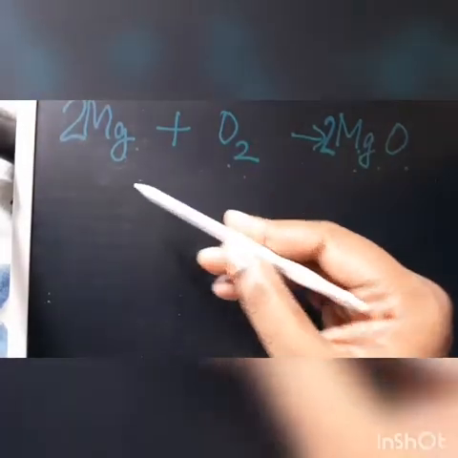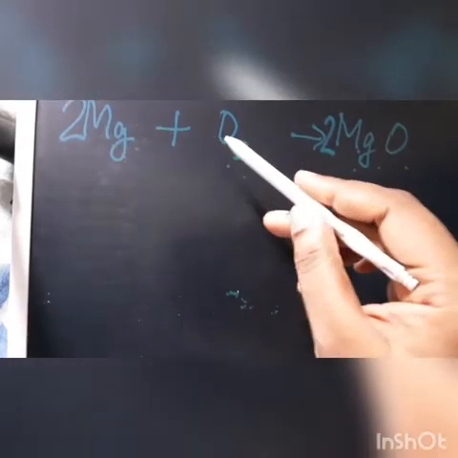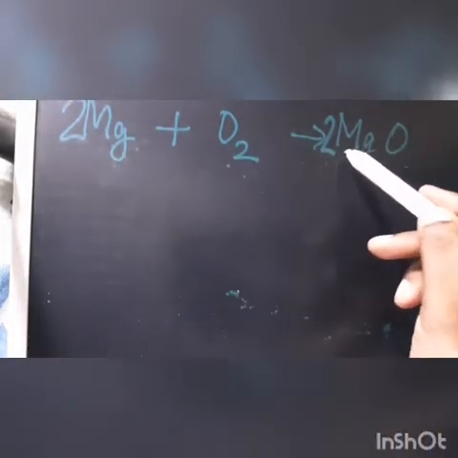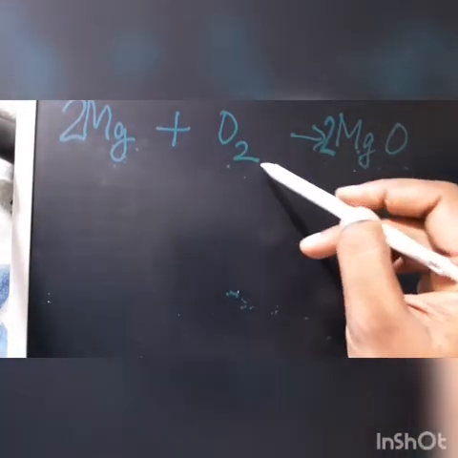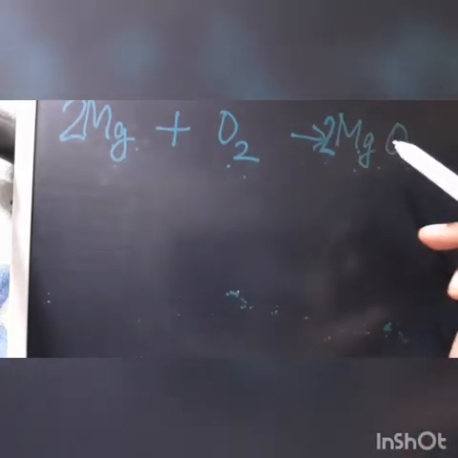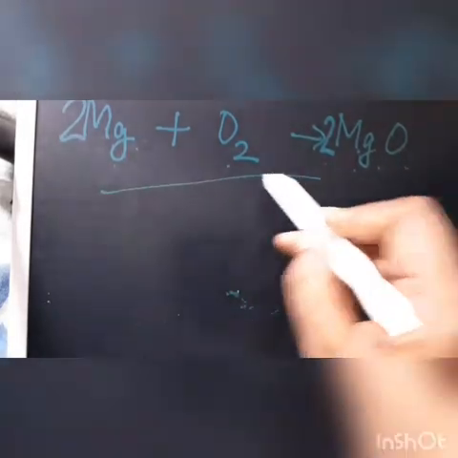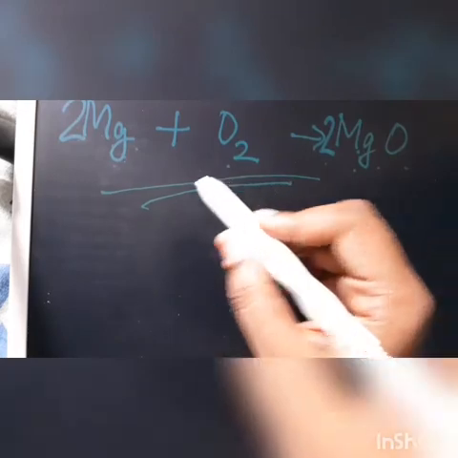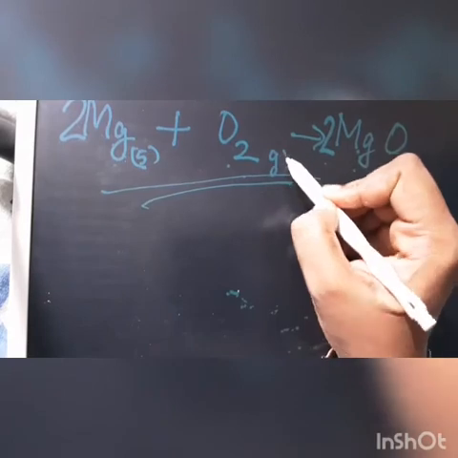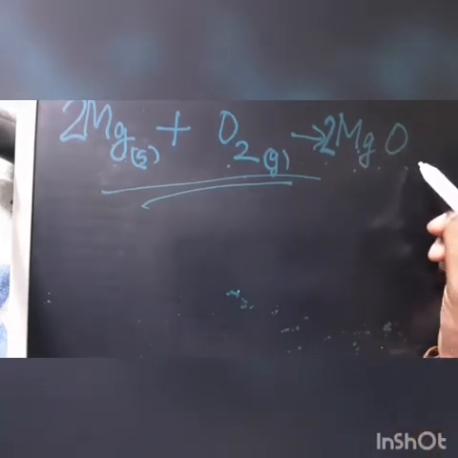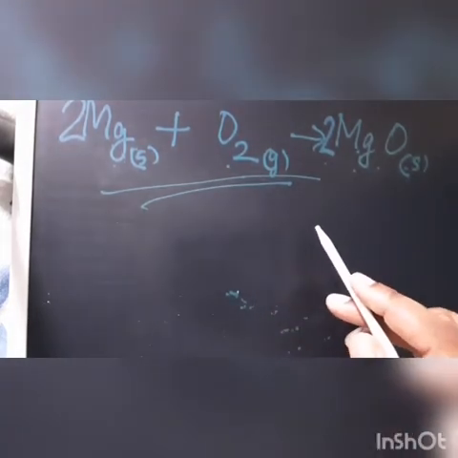Now seeing both the sides, 2 magnesium atoms on the reactant side, 2 magnesium atoms on the product side, 2 oxygen atoms on the reactant side and 2 oxygen atoms on the product side. Thus the equation is balanced. Now you will write the physical state. Magnesium is a solid, oxygen is a gas, and the product thus formed, magnesium oxide, is a solid. So this is a chemical equation which is balanced.